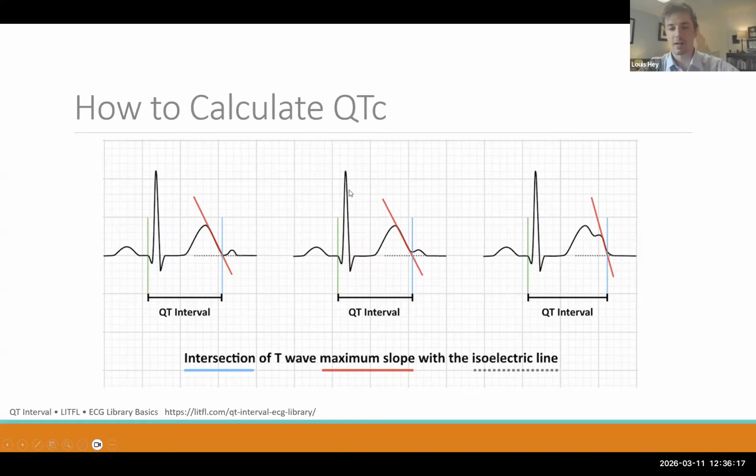This is more in the weeds, so just know that it exists and that you can look it up later, but here is how to deal with U waves if they're not connected. I don't know, can you guys see my mouse? Can you see me moving my mouse?